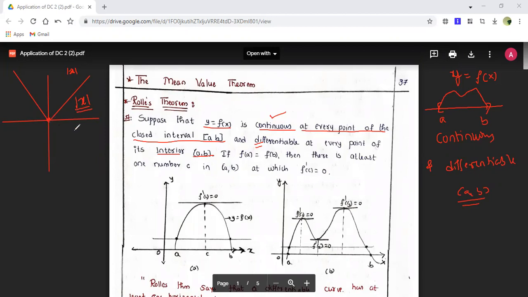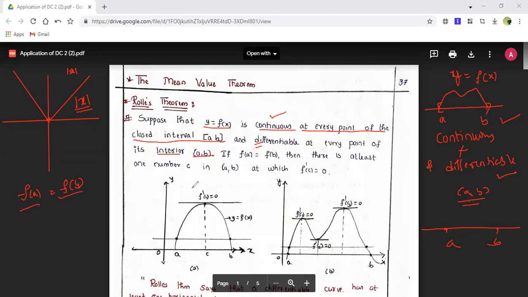In the same way, here it is differentiable within this open interval AB. Everywhere it is differentiable except at A and B. So these are called sharp edges or sharp points. These two are the given data, and also it is given that the function is equal at the end points, F of A equal to F of B. So these are the given conditions in Rolle's theorem: the function is continuous, it is differentiable in the open interval AB, and also F of A is equal to F of B.